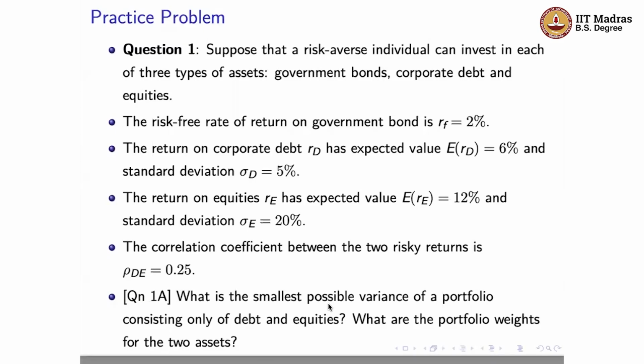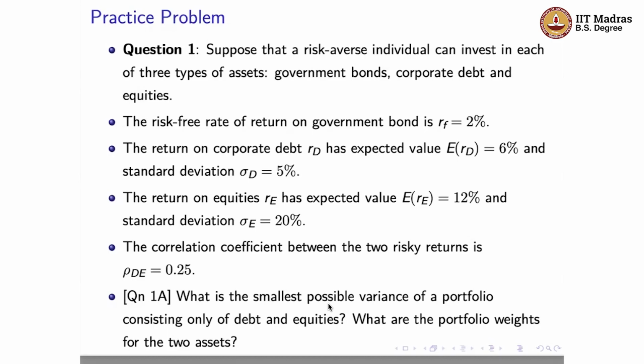So let us now work through a couple of practice problems to make sure that these concepts are well understood. In the first question, we have a risk-averse individual who can invest in one of the three types of assets that are available: government bonds, corporate debt, and equities. The individual is free to invest different amounts of his wealth across these three different assets. We also have some information about these three assets.